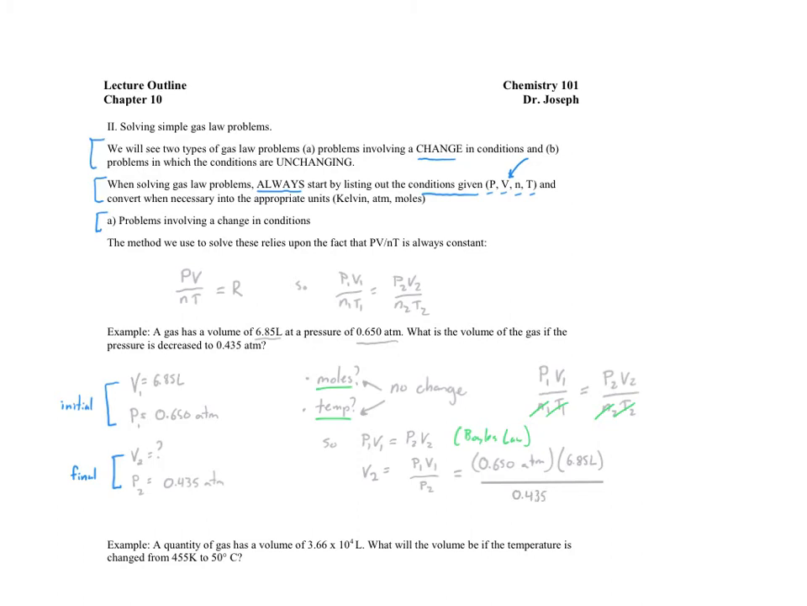0.435 atmospheres. Now notice we have atmospheres at the numerator and in the denominator. We can cancel both of these units out. That will leave us with the units of liters. And with 3 significant figures, the calculated value is 10.2 liters.